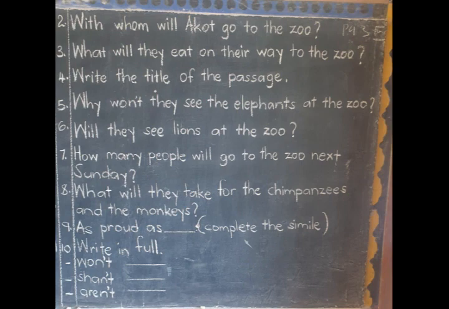Number 10, write in full. Won't is will not. Shan't is shall not. Aren't is are not. When writing these full forms, make sure you leave some space between the two. Try to separate the will from the not, separate the shall from the not, and the are from the not. That's the end of our lesson for today.